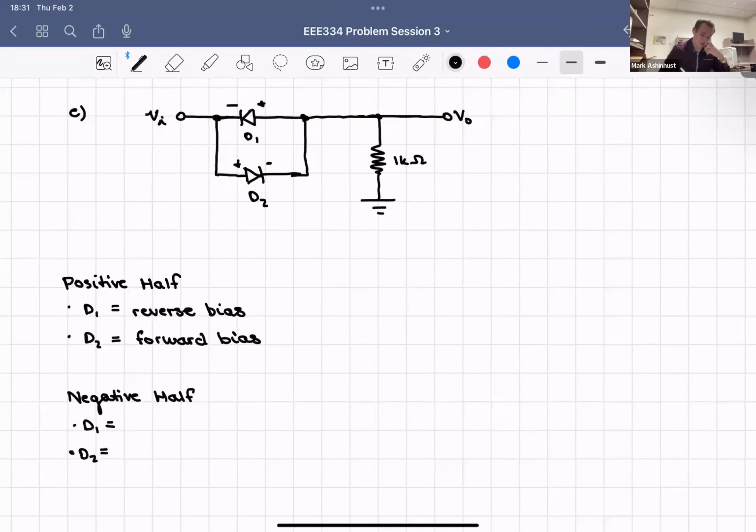Awesome. Now let's do negative half. On the negative half, like I said, it's just going to be flipped. So D1 is now going to be forward biased, and D2 is going to be reverse biased.